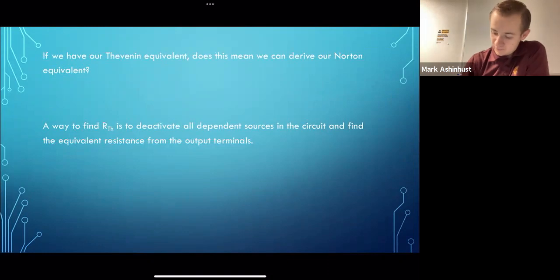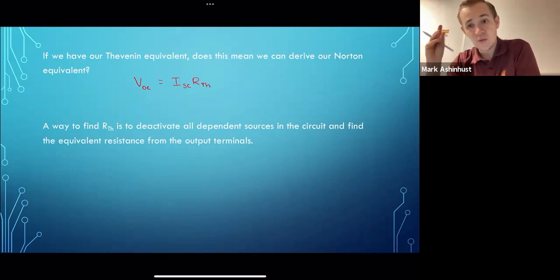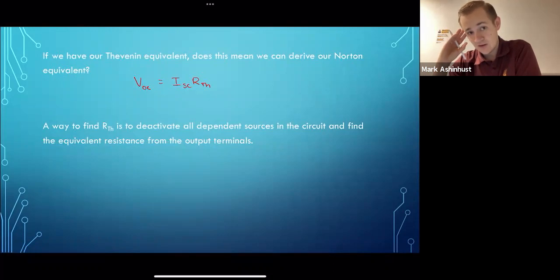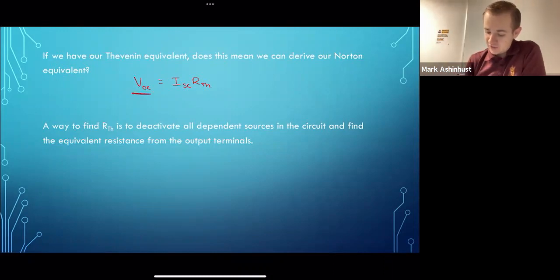Yes, we can, because we know V open circuit is equal to I short circuit times R Thevenin. So if we know two of these, we know the last one. If we know ISC and RTH, we know VOC. If we know VOC and RTH, we know ISC. If we know VOC and ISC, we know RTH. So if we find VOC and ISC, we can easily find RTH.